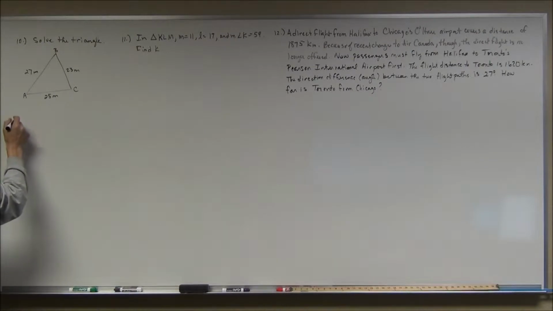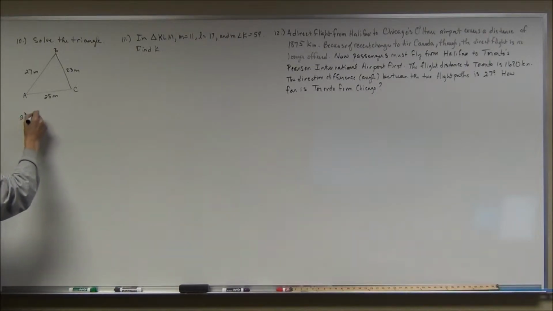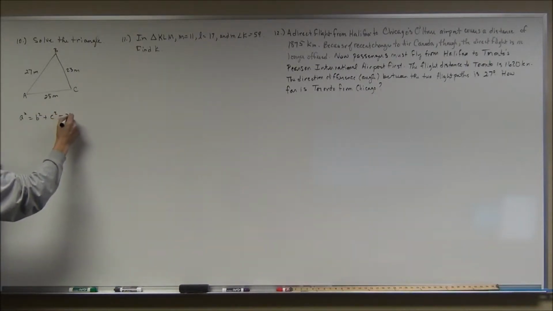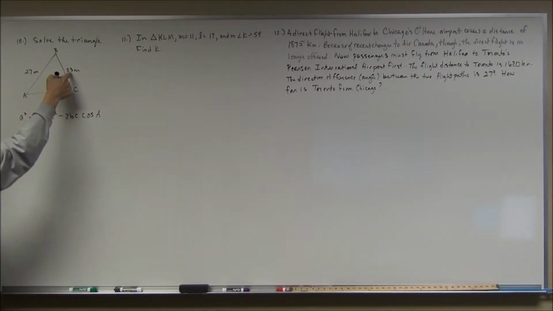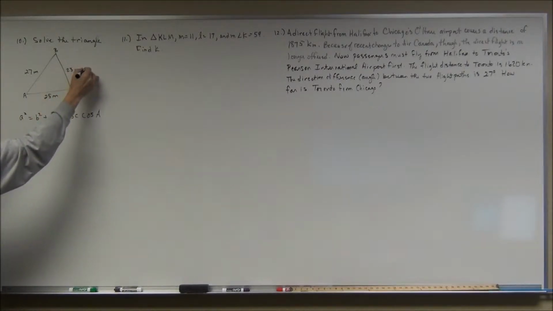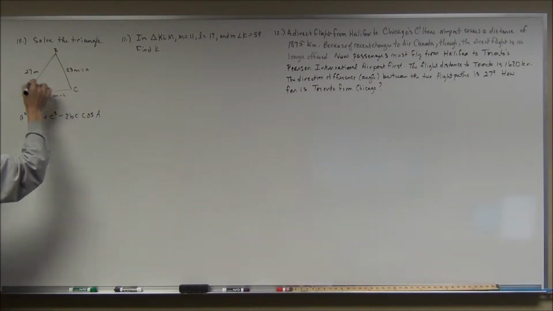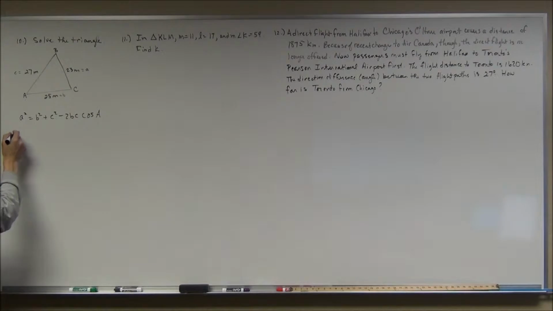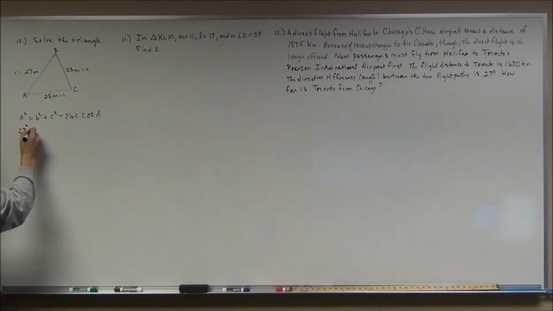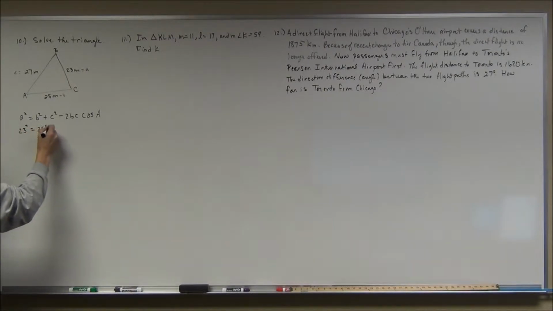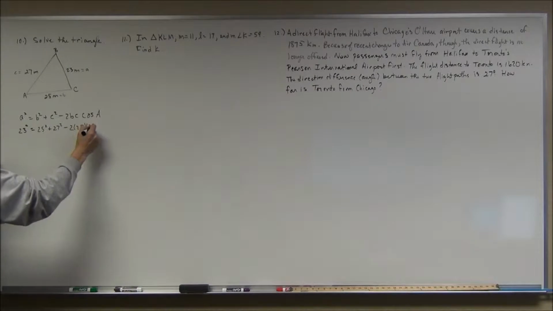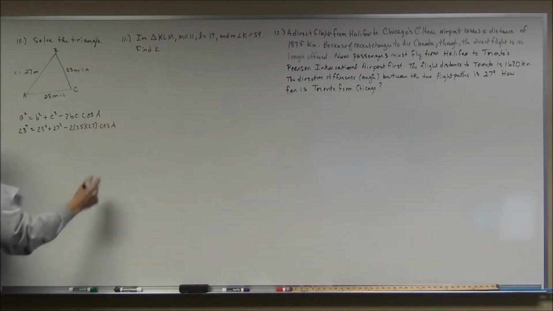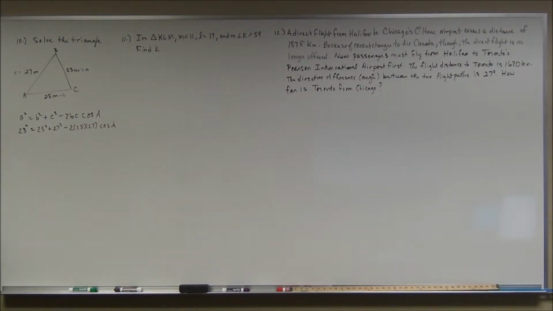So I know that a squared is equal to b squared plus c squared minus 2bc times the cosine of angle A. So I know a is 23. So this is 23 squared is equal to 25 squared plus 27 squared minus 2 times 25 times 27 times the cosine of A. Now that's kind of a pain, but you're going to have to square them first.